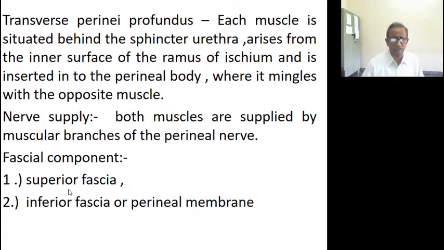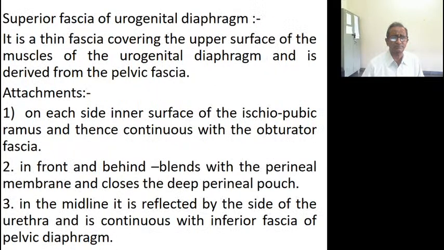Fascial components. Superior fascia and inferior fascia, which is the perineal membrane. The superior fascia is the thin fascia covering the upper surface of the muscles of the urogenital diaphragm.